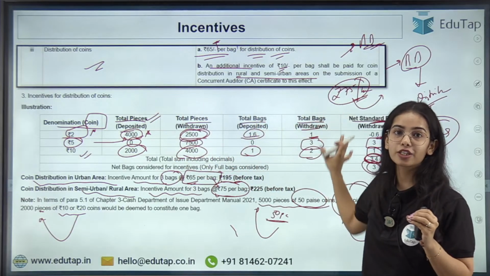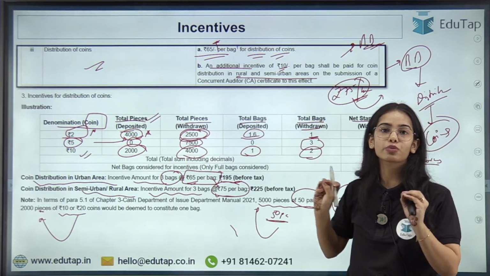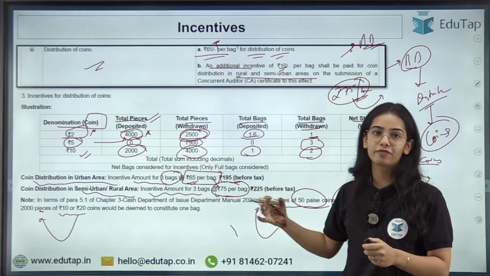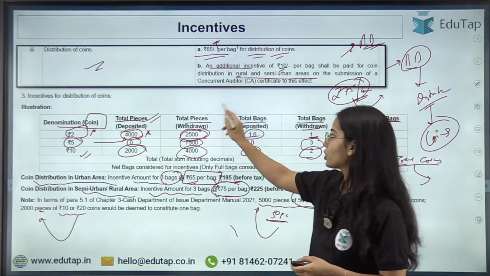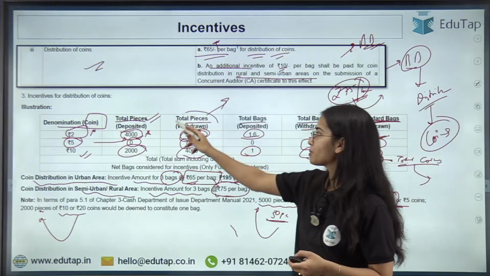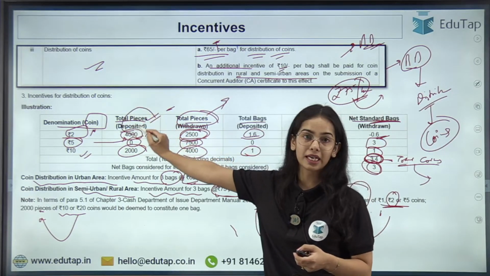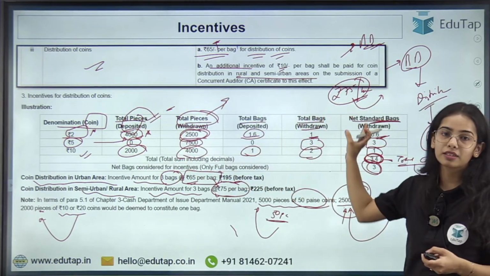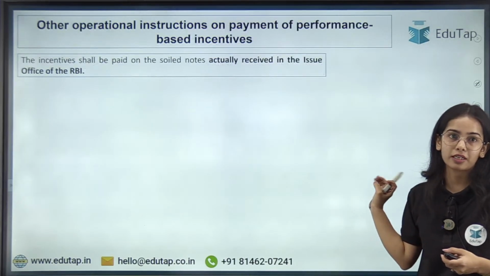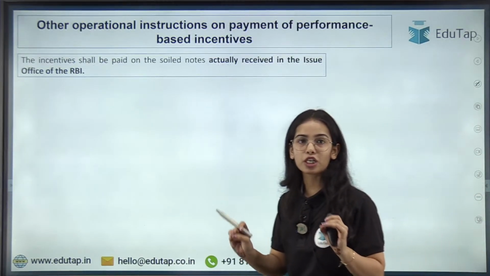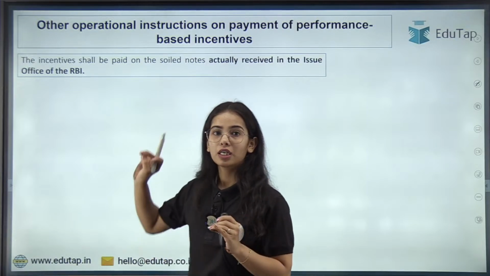And then on the net distribution of coins, the incentive will be given. So this is the idea. Total pieces withdrawn has to be deducted from the total pieces that is deposited, and then there is the incentive that is taken.